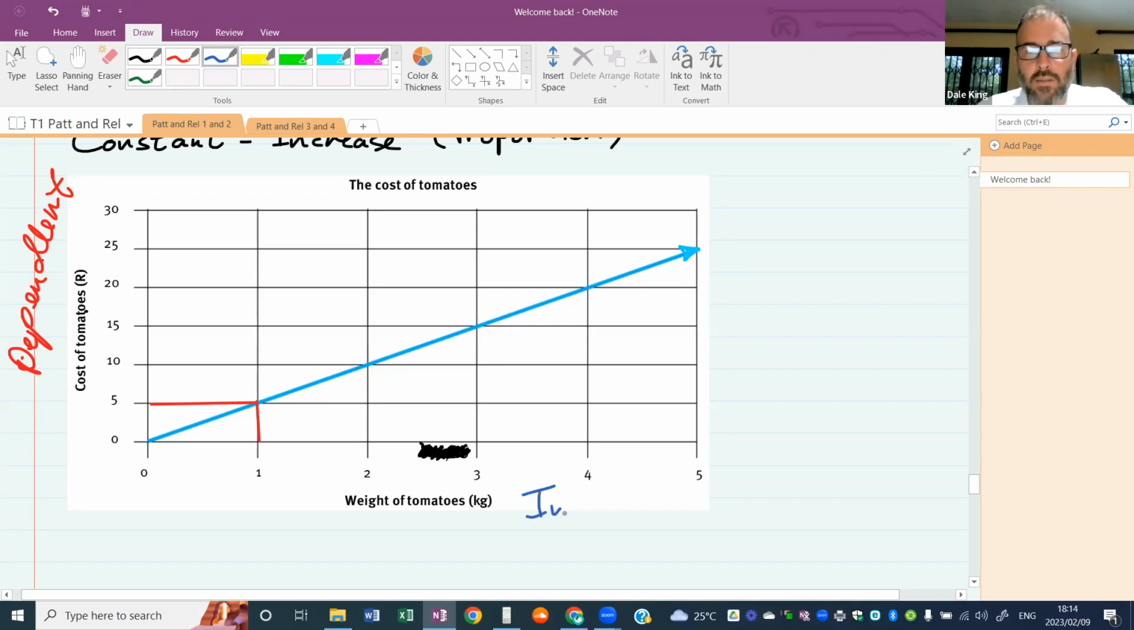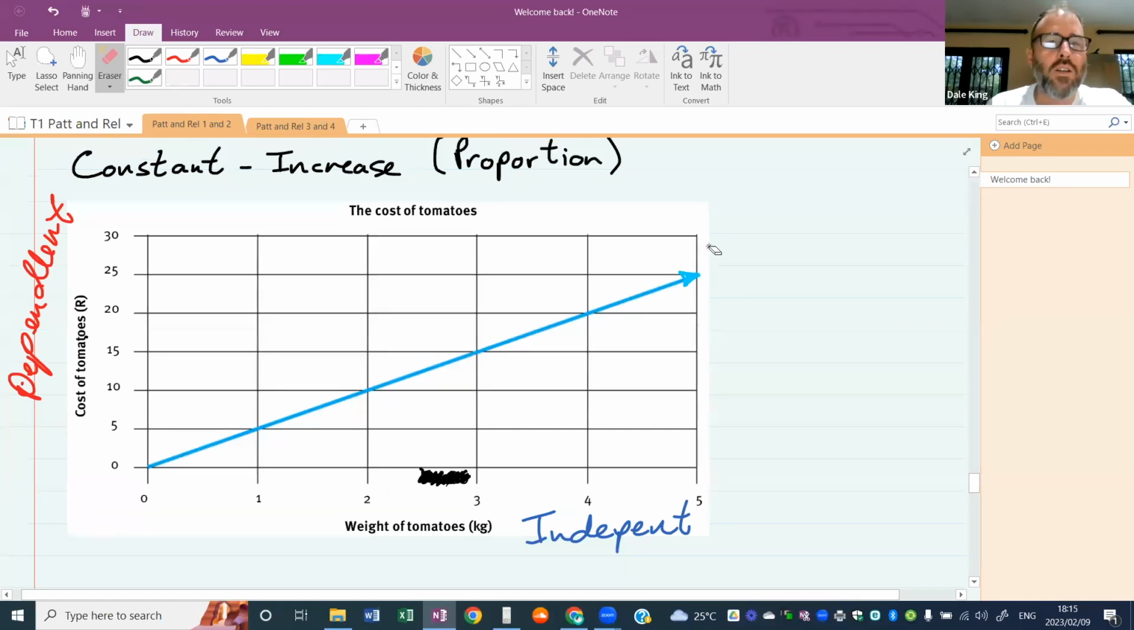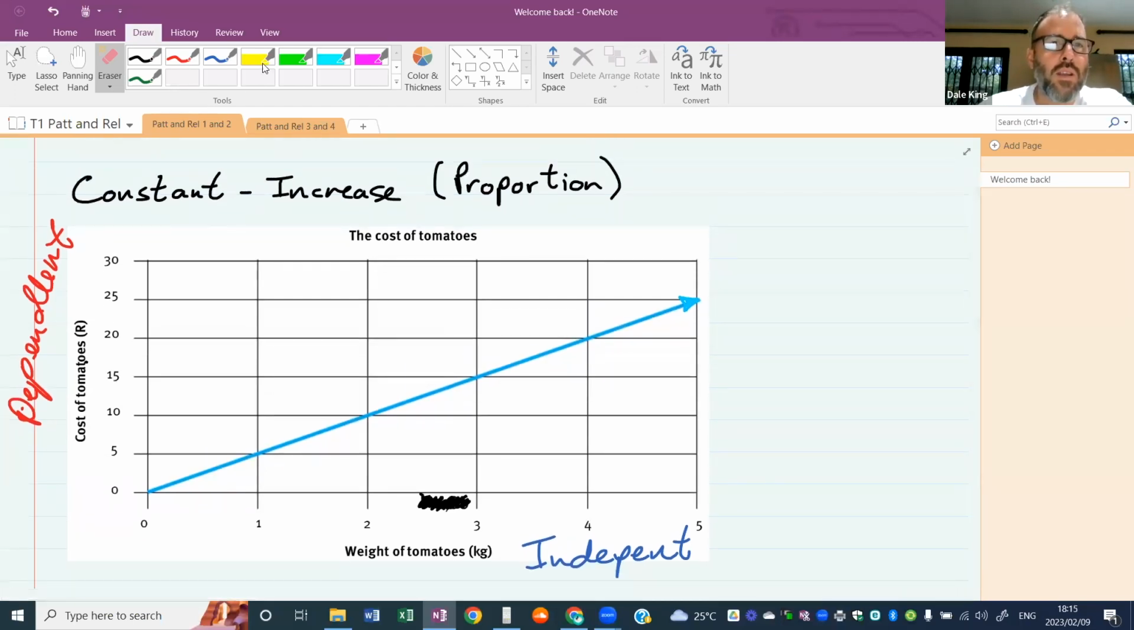The amount of tomatoes in your bag doesn't rely on cost. Okay. But the cost of the tomatoes depends on the weight of the tomatoes in your bag. All right, so we can see what's the dependent and what's the independent here. So this graph is going up. It's increasing, all right, as the one value increases, so the other, and it's increasing on a straight line, so it's a constant increase, okay? So we can say this is a constant increase graph.